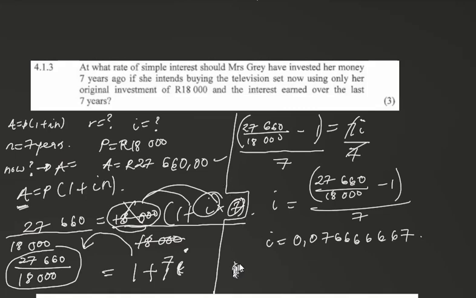For me to find the rate, I'll have to multiply this value by 100, and then to 2 decimal places, what I'm going to get is 7.67%. That's my rate, right? As easy as that, guys. The rate she needed using simple interest for her to buy the TV now with her initial investment of 18,000, it's 7.67% per annum, right?